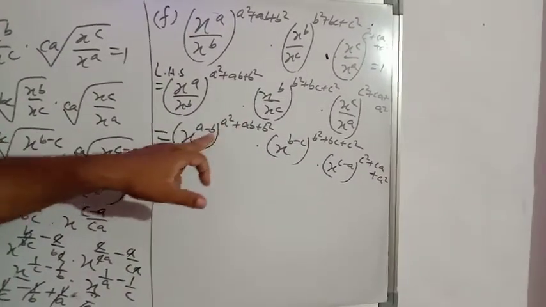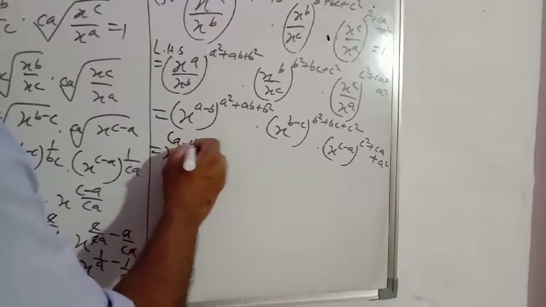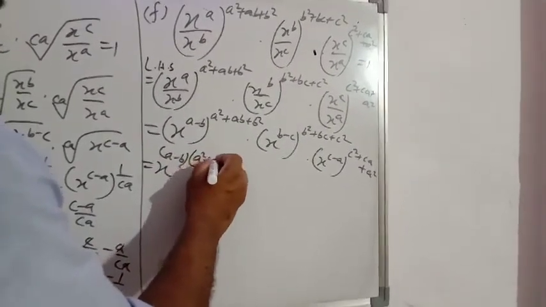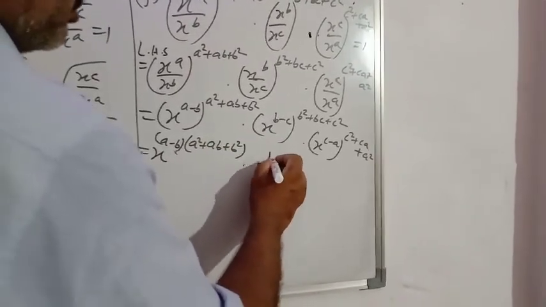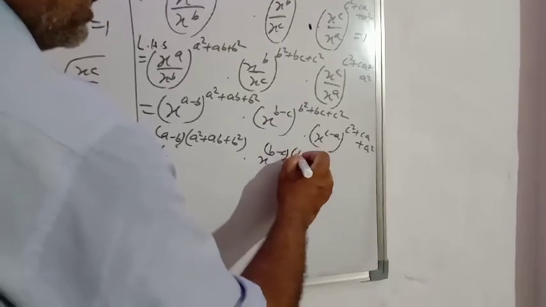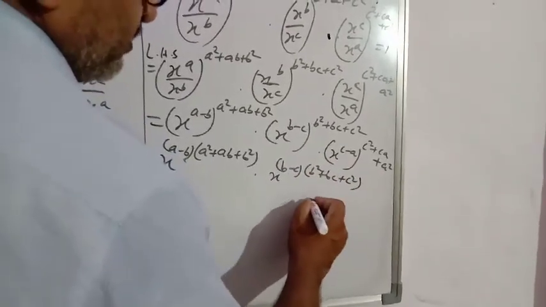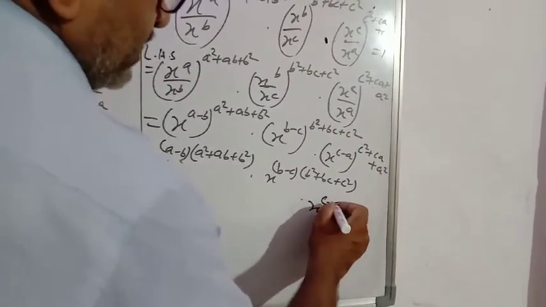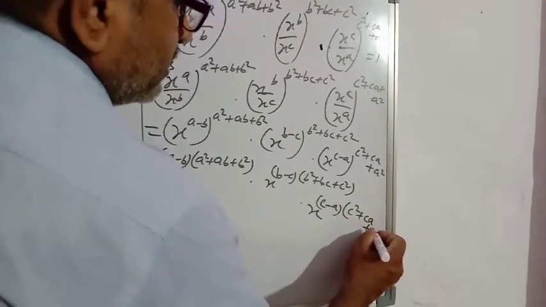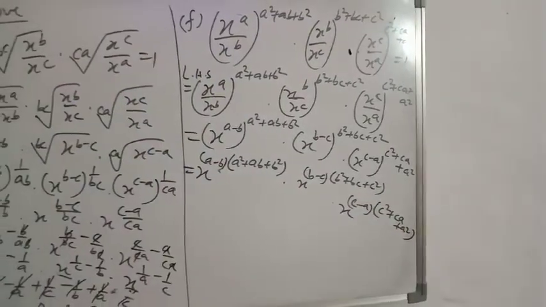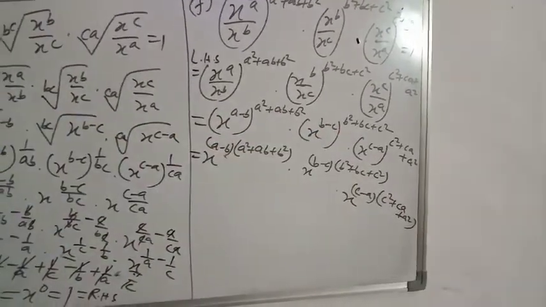Power to the power, we will multiply the power. Multiply a minus b into a square plus ab plus b square, into x to the power b minus c, b square plus bc plus c square, into c minus a, c square plus ca plus a square. So power to the power, we will multiply the power.